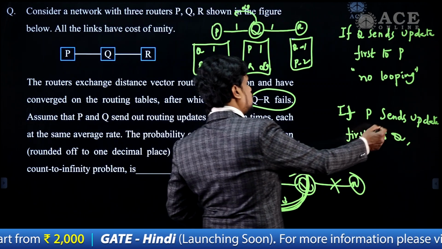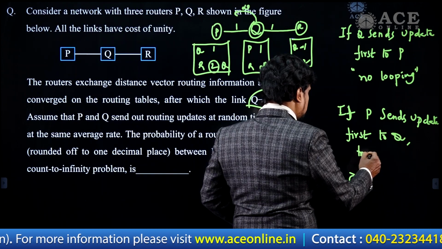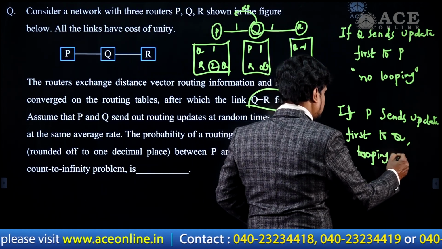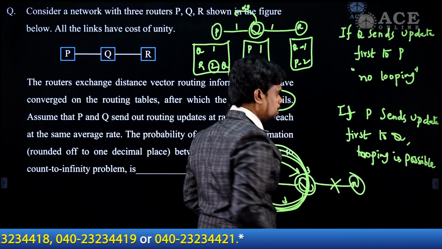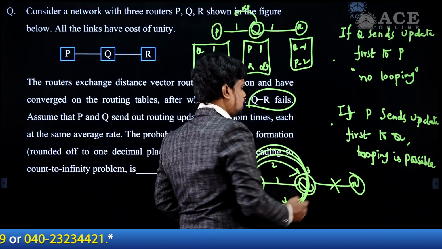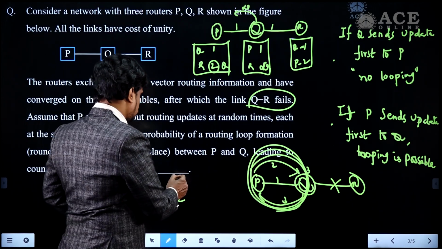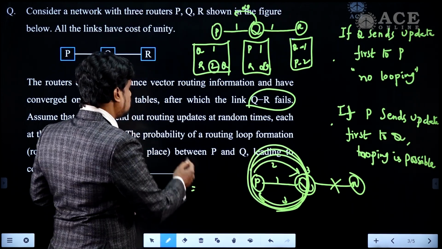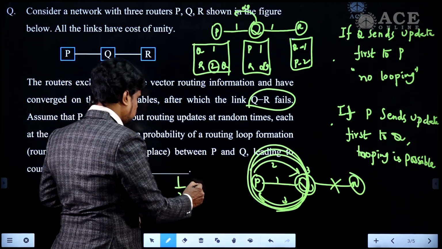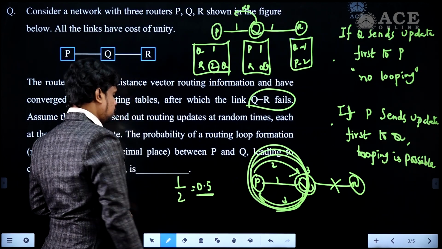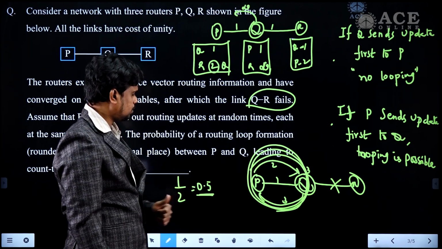So if P sends update first to the Q, then looping is possible. But here there is no looping. So among these two possibilities, only one possibility is leading to looping problem. Hence the probability of routing loop formation between P and Q leading to count to infinity problem is 0.5. So 0.5 is the answer for this question. Okay, I believe you are clear with the explanation of this.